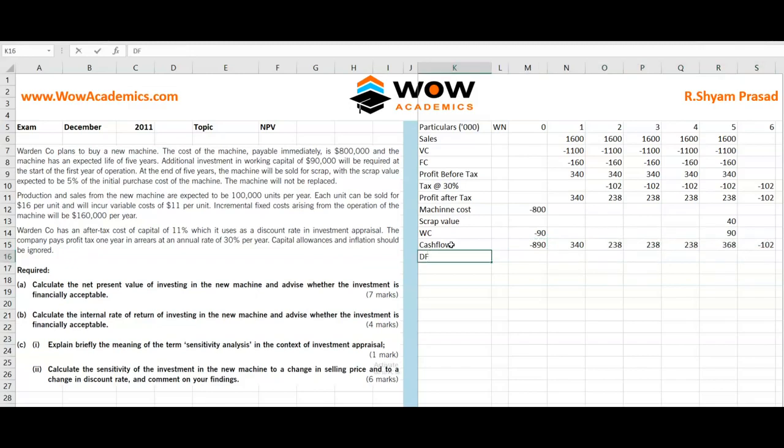We have a discount factor at 11%. The discount factor for the 0th year is 1. The discount factor is always 1 for the 0th year. From there on it falls. How does it fall? 1 divided by 1 point whatever the discount factor is. In this problem we have 11% as the discount factor. So we'll take it as 1. Take the previous number and divide by 1.11. Do the same for all the 6 years.